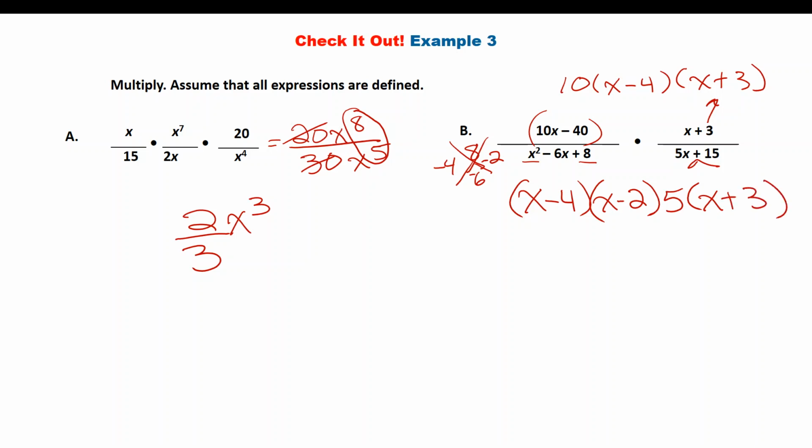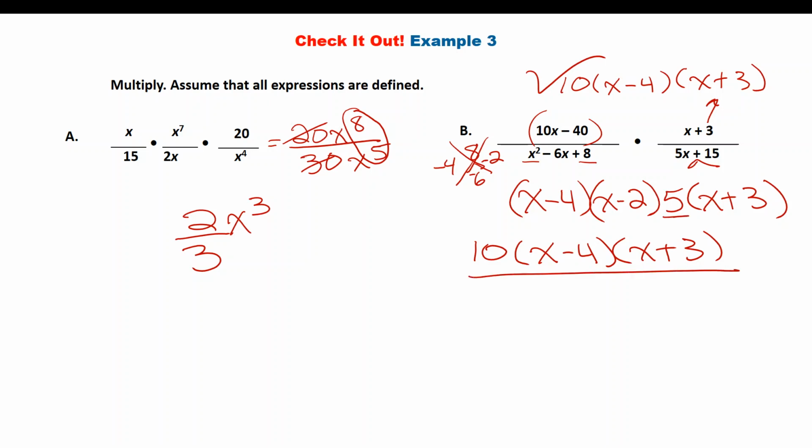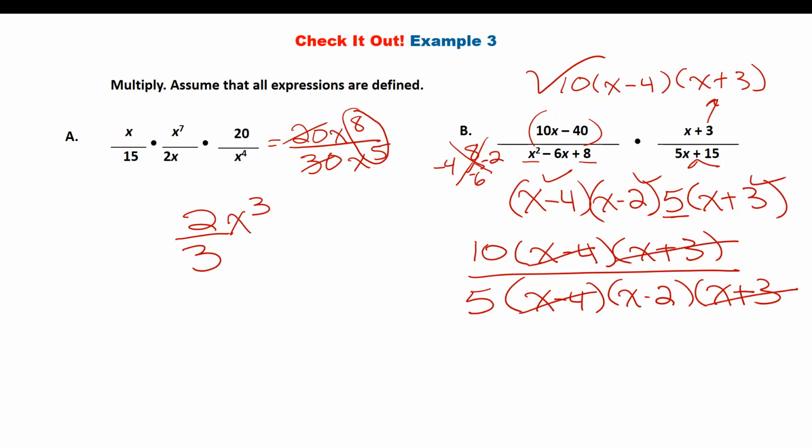So let's write it all together. I have 10 times x minus 4 times x plus 3, and that was from up here, divided by, and let's go ahead and put my 5 in first, x minus 4, x minus 2, x plus 3. That's all of this right here. All right, and now I can actually divide, and I can cancel out my x minus 4s. I can cancel out my x plus 3s, and notice I see that 5 goes into 5 one time, 5 goes into 10 two times.